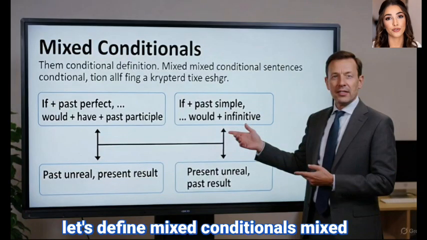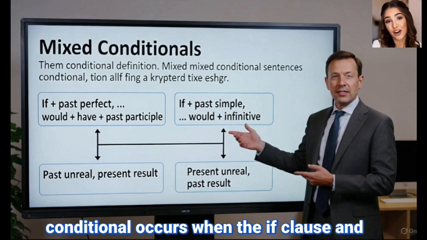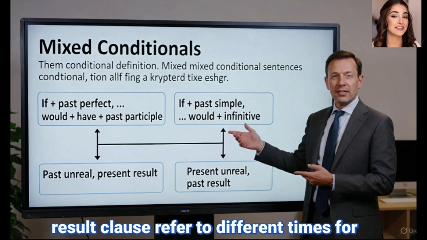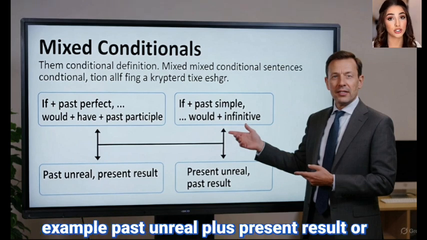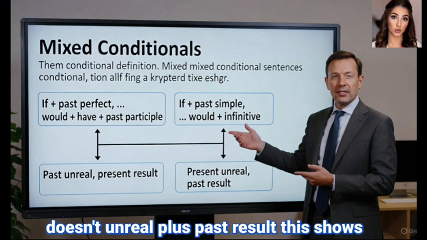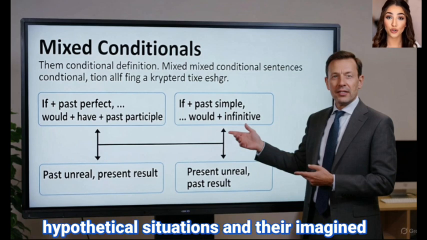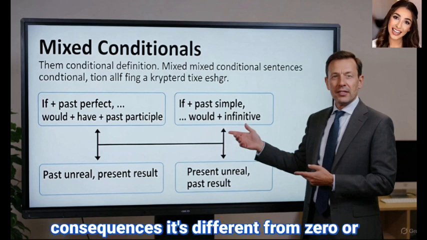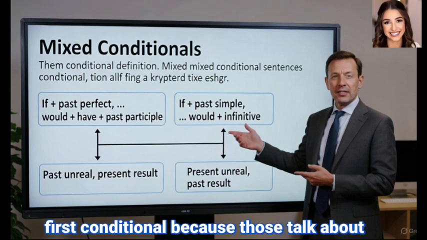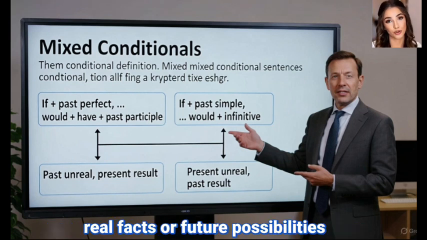Let's define mixed conditionals. Mixed conditional occurs when the if clause and result clause refer to different times. For example, past unreal plus present result, or present unreal plus past result. This shows hypothetical situations and their imagined consequences. It's different from zero or first conditional because those talk about real facts or future possibilities.